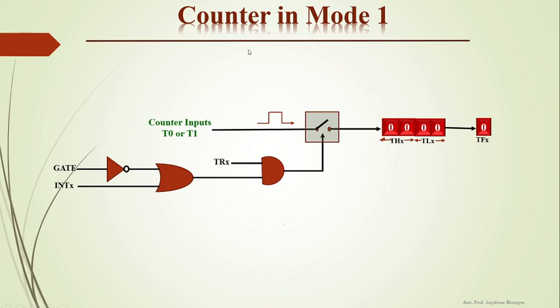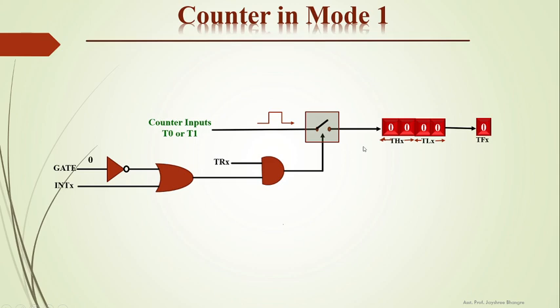So when we are using the counter in mode 1, that is 16-bit mode, all the 16 bits of the timer are used. That means it starts the counting from 0000H to FFFFH. When this timer rolls over from FFFFH to 0000H, the TFX flag will set and the counting will stop.